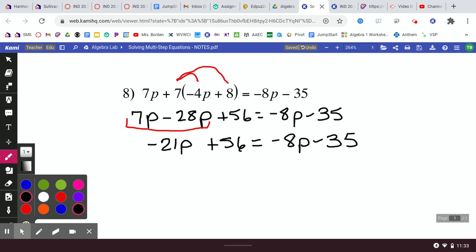All right, Gabby, what's next? Okay, it's already negative, so how would I move it? Okay, so I'm going to add 8p to this side, and I'm going to add 8p to this side. And notice I put it right underneath the other p so that I know to combine those two. All right, so what's -21 plus 8?